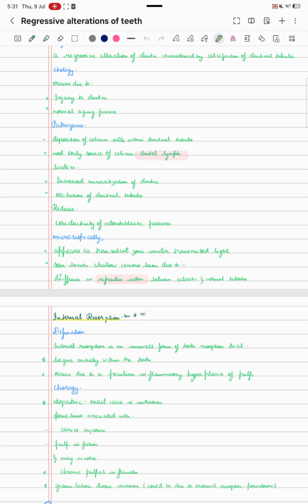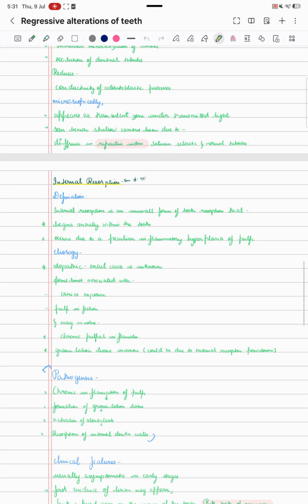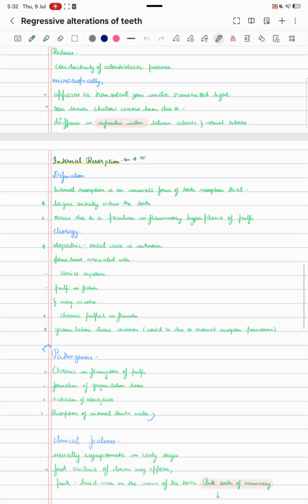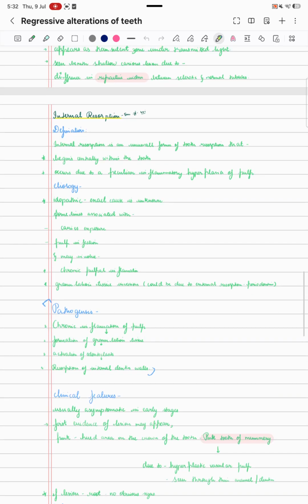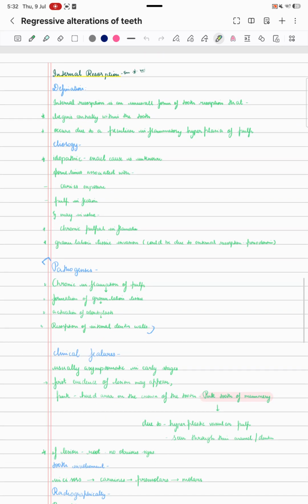Occlusion of dentinal tubules reduces conductivity to odontoblasts and appears as a translucent zone under transmitted light, seen beneath shallow carious lesions. The difference is in the refractive index between the sclerotic and the normal dentinal tubules. Okay. Now, what is internal resorption?